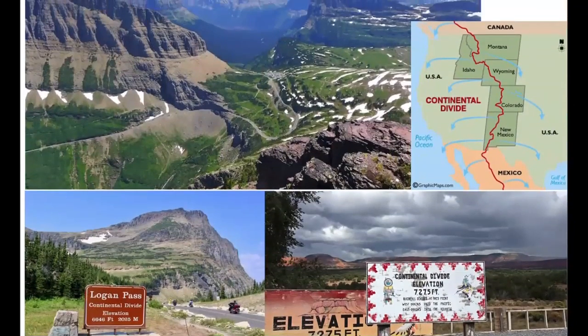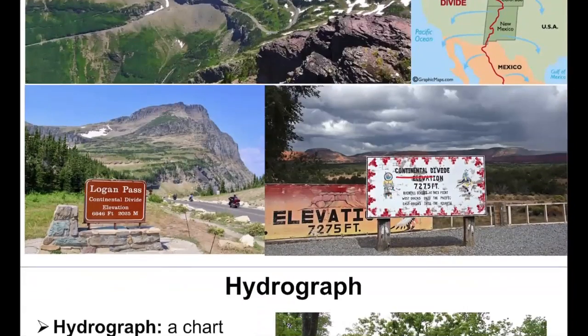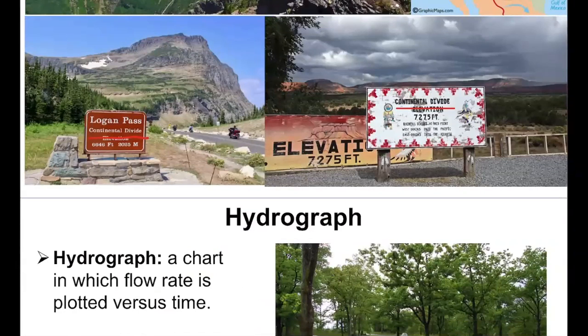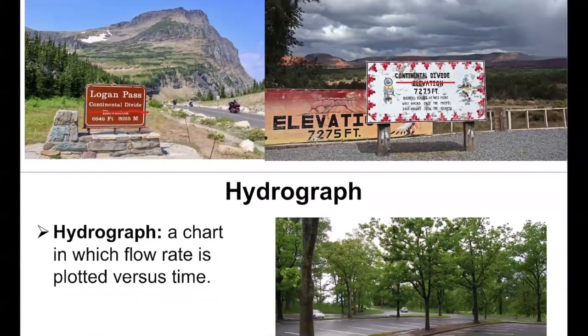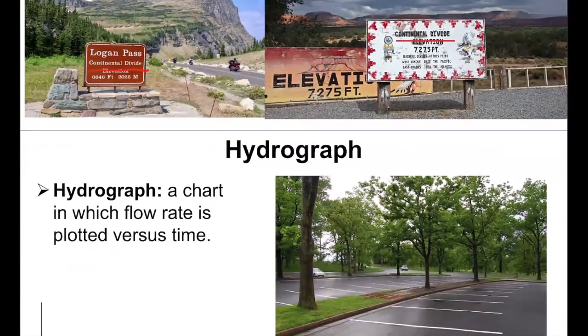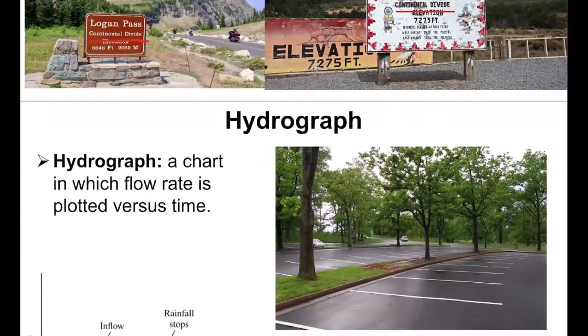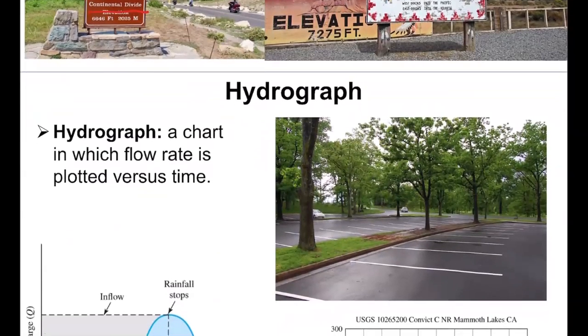So similarly here as well, right? You see this continental divide. So next time when you go to some national parks and see this sign here, you know what it means by divide, right? It's basically separating the water bodies into different watersheds.